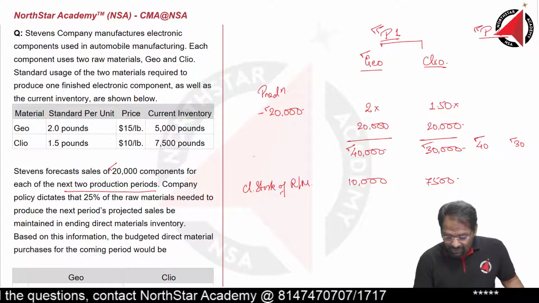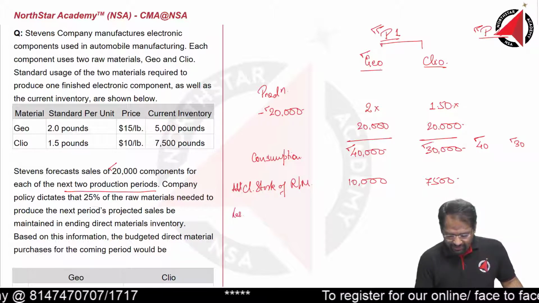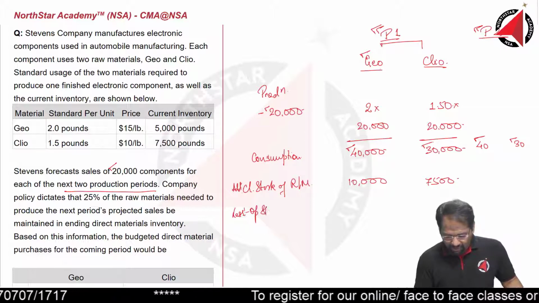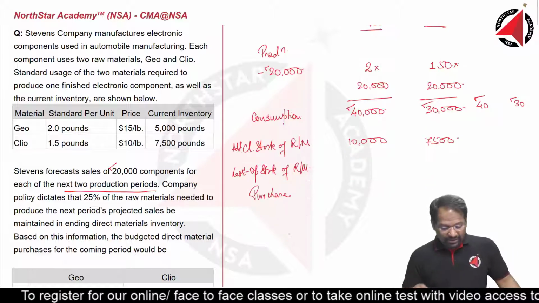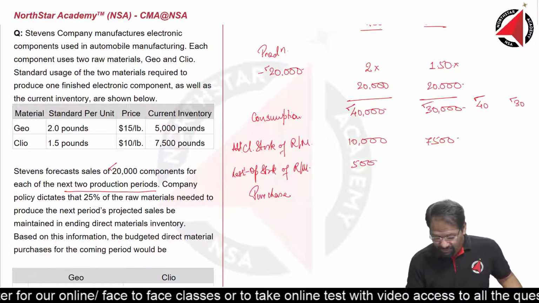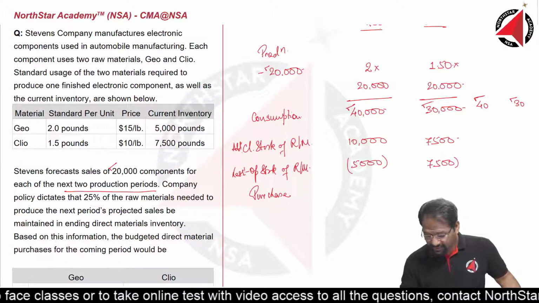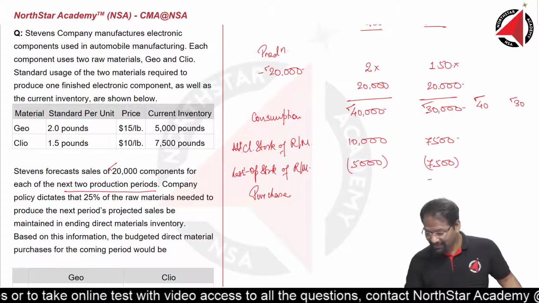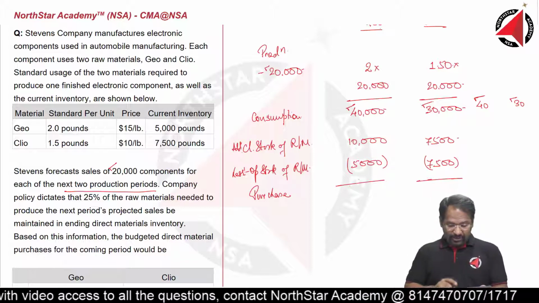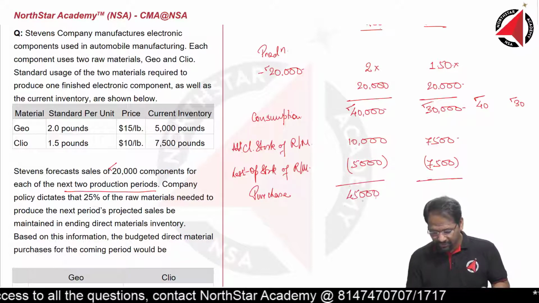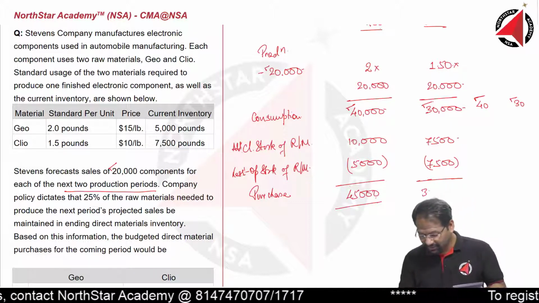So we know consumption of raw material, add the closing stock of raw material, less the opening stock of raw material. We get our purchase details. How much is the opening stock? For Geo it is 5,000 pounds, negative number, and for Clio it is 7,500 pounds. So this would be 40,000 plus 10,000 minus 5,000, we get 45,000 pounds. And the next one, 30,000 plus 7,500 minus 7,500, we get 30,000.